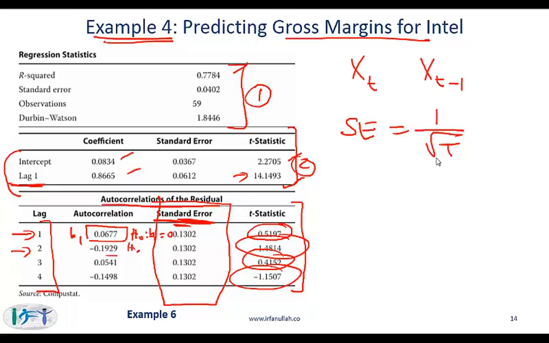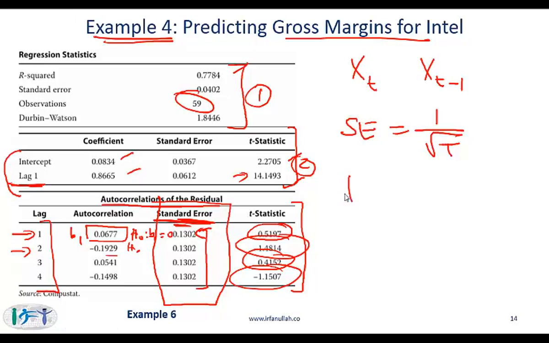And the reason I accidentally said n is, in a way, this is an n. T stands for the number of periods, so in our case, it is the number of observations. So if we do this, 1 over square root of T, what's T? In this case, it is 59. So you do that and you should get this particular number. You can do the maths and see that the standard error, when you do 1 over root of 59, does come to be this number.